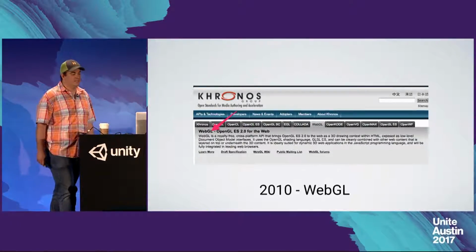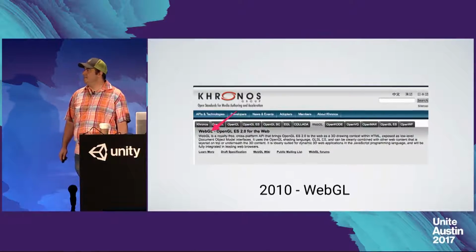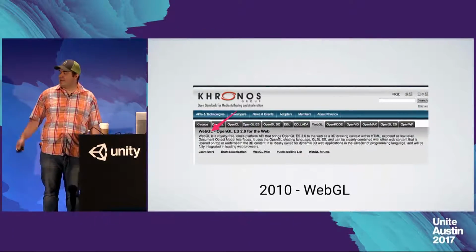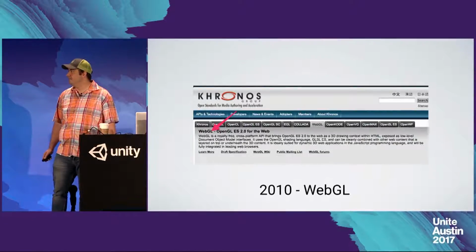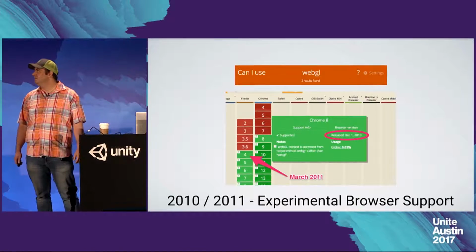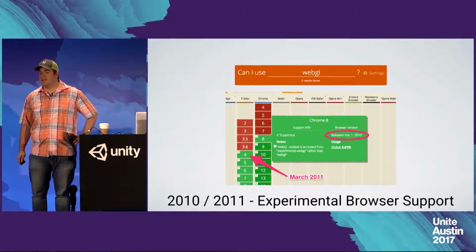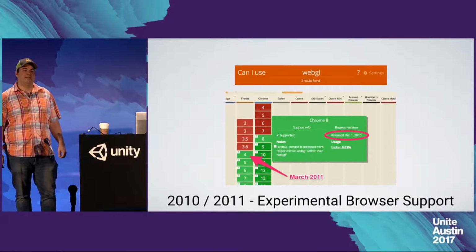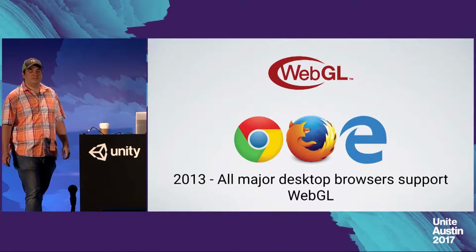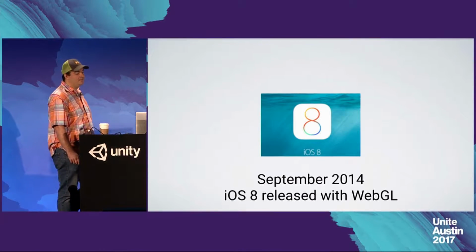Skip ahead 5 years, and WebGL was announced. WebGL is managed by this group called the Khronos Group, and this is a screen cap from their 2010 site. It was really just a paragraph on a web page back then. Then in late 2010 and early 2011, we start getting browser support for WebGL. By 2013, all the major browsers support WebGL. And 2014, we get iOS WebGL.